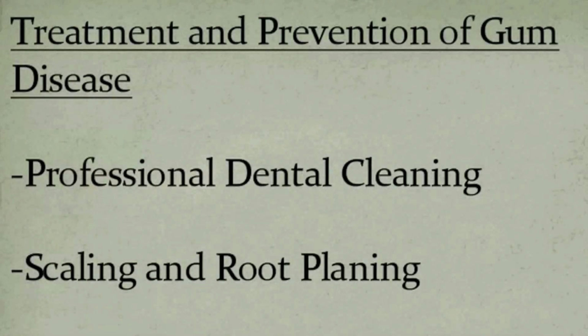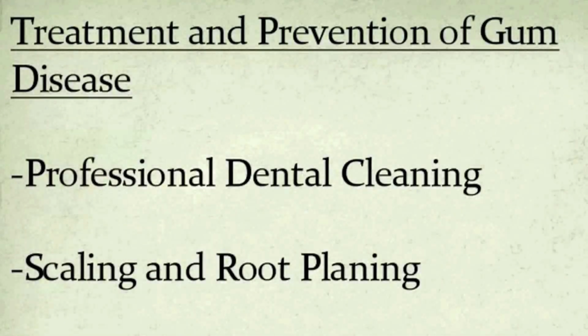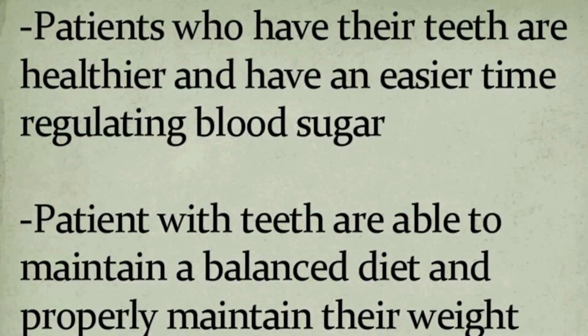So, treatment and prevention of gum disease. The best way is to go in every 6 months, or sometimes every 3 to 4 months, for professional dental cleaning. If it's been a while and you have some of that tartar on there, like we showed you in some of the slides, that has progressed, you need what we call scaling and root planing. My patients who keep their teeth are usually healthier. They usually have an easier time regulating blood sugar. And I think that's because they have a better diet.